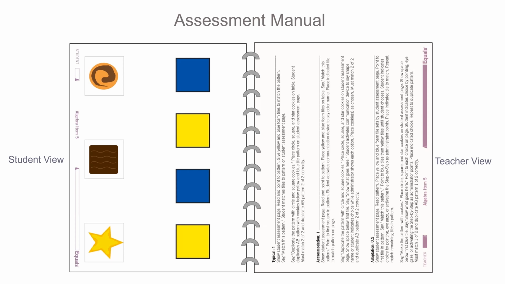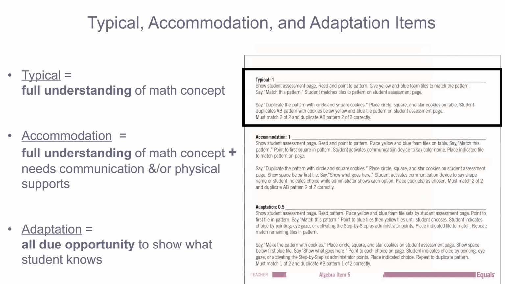This example, the one I'm about to show you, is from the subtest algebra, and it's item number 5. So we can see that right at the bottom, algebra, item number 5. You can match that up with the protocol, pretty easy. So I was just talking about typical accommodation adaptation items. I'm going to explain it here, and then you'll see an example of it, so then you'll get the full view of it.